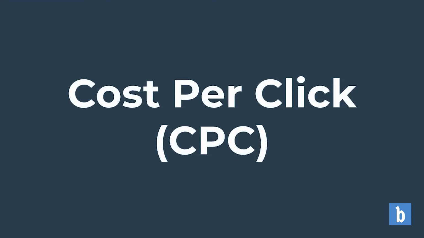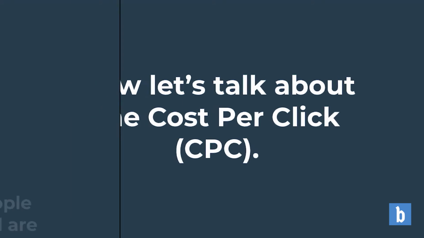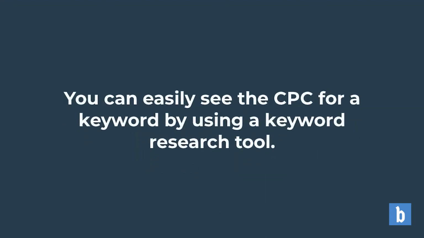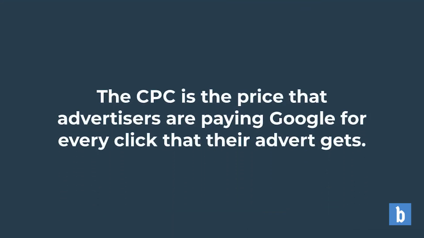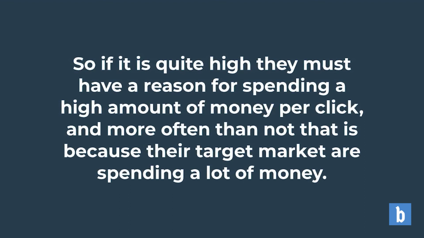Cost per click. Now let's talk about the cost per click, or CPC. The cost per click tells you if people searching your keyword are spending money. You can easily see the cost per click for a keyword by using a keyword research tool. The cost per click is the price that advertisers are paying Google for every single click that their advert gets. So if it's quite high, they must have a reason for spending a high amount of money per click, and more often than not, it is because their target market are spending a lot of money.